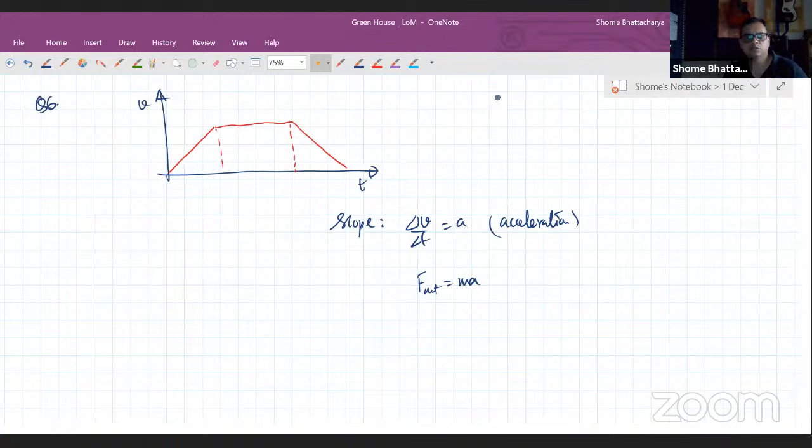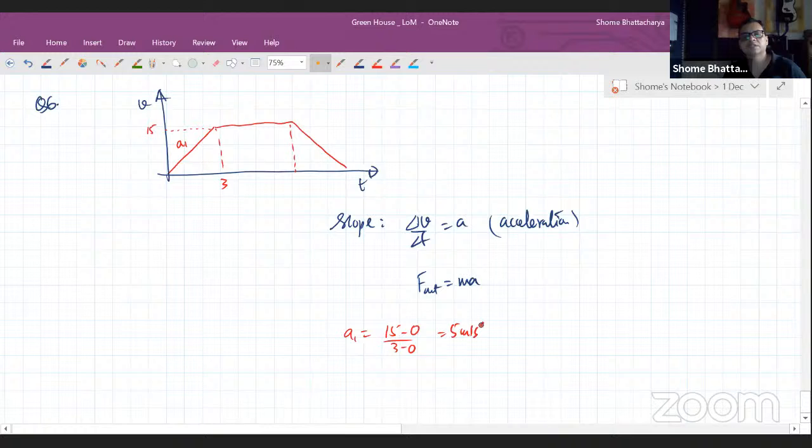So you understood the point over here. You have to use the graph to find out the slope. Now, the graph as drawn, it looks to me like the velocity is becoming 15 meters per second after a time of 3 seconds. So here, if acceleration is a1, a1 will be (15 minus 0) upon (3 minus 0). So it should be 5 meters per second square.